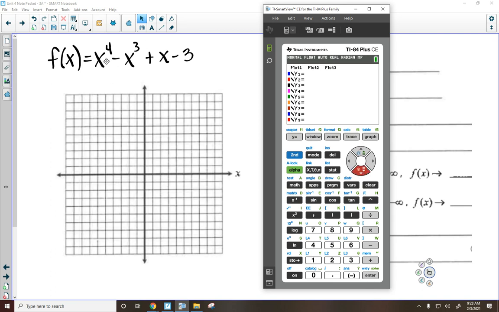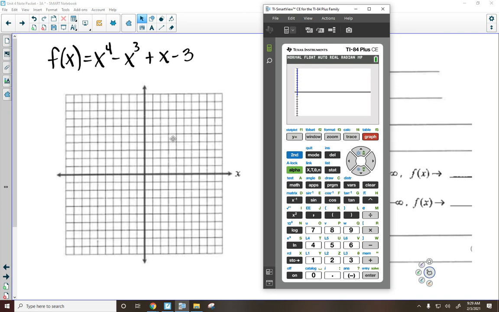Okay, so type that function in: x to the fourth minus x to the third plus x minus 3. Okay, graph. If for some reason your graph is looking funny, for example, I'll just make mine look out of whack here. Maybe your graphing screen or your window is set to something that makes it hard to view the function.